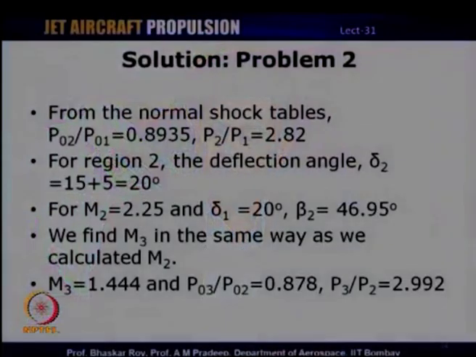We do not have to resolve it anymore, because a normal shock is one where the incoming Mach number will be at an angle of 90 degrees to the flow. So, across from station 3 to 4, it is a normal shock. We just use the normal shock tables as it is. Having done that, we can calculate M3 in the same way as we calculated M2. M3 comes to be 1.444, and the corresponding stagnation pressure ratio is 0.878, and the static pressure ratio is 2.992.